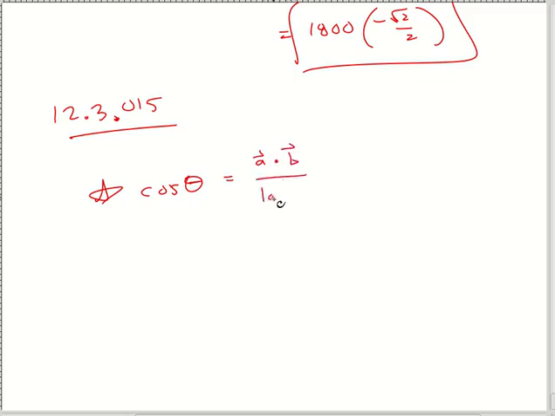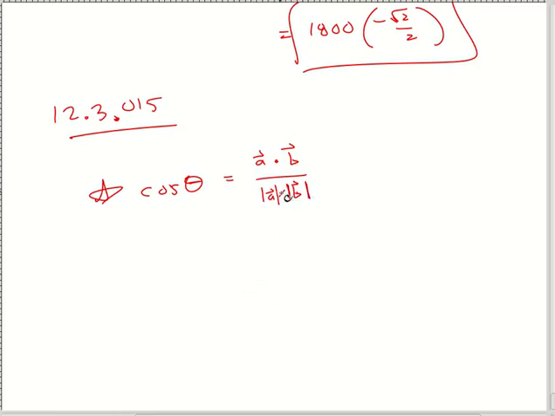So let me go ahead and write it out. Cosine of theta is equal to the dot product divided by the magnitudes multiplied together. It's kind of weird, notice I didn't put a dot here. You can. A dot is totally legit right there.